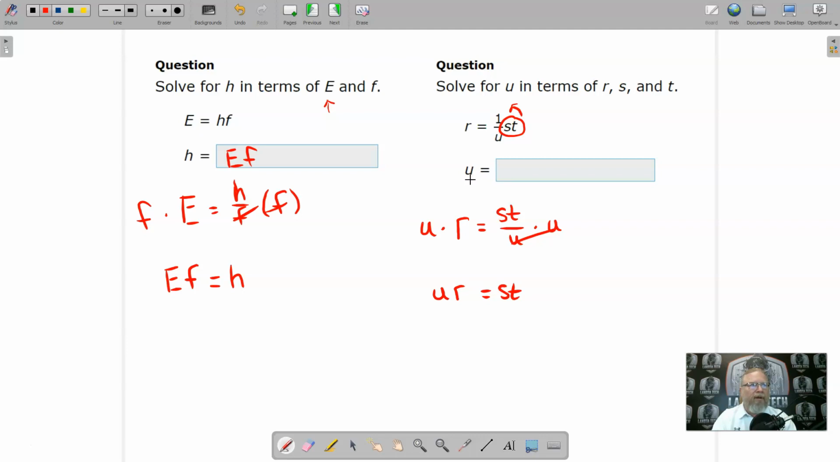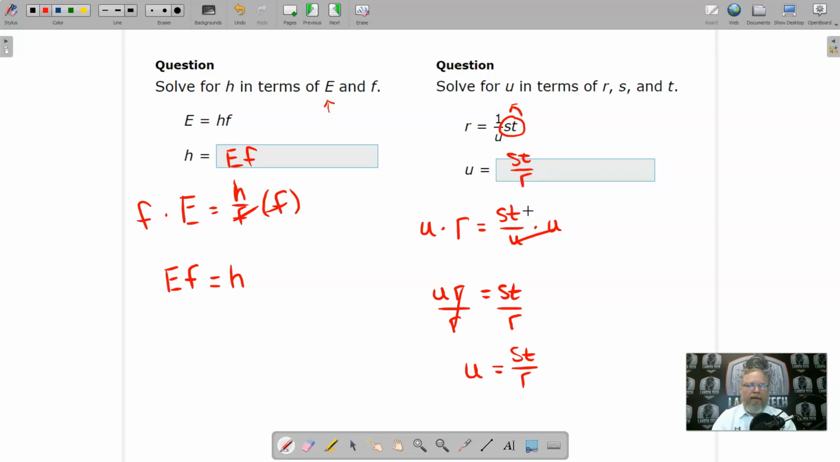We need to solve for u. Well, u is now being multiplied times the r, so let's divide by r to get rid of it. The r's cancel each other, leaving me with u equals st over r. So we go ahead and put that in, st over r.